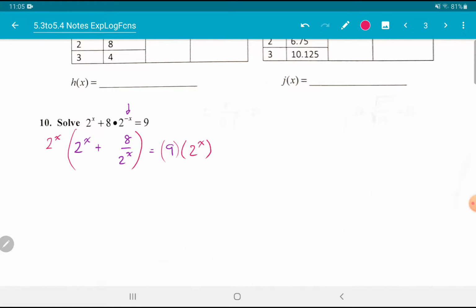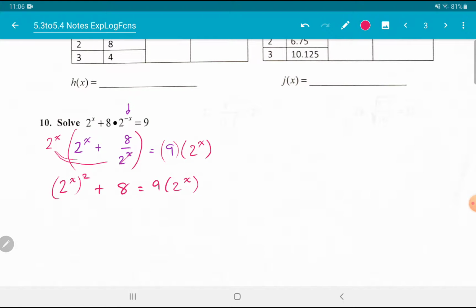Now let's simplify this. What do we have? 2 to the power of x times 2 to the power of x. That means we have 2 of them. It's like saying 2 to the power of x, squared, plus 2 to the power of x times 8 over 2 to the power of x. Well, the whole point behind this was so that it can cancel out with this denominator here. So all we're left with then is just 8 equals 9 times 2 to the power of x.